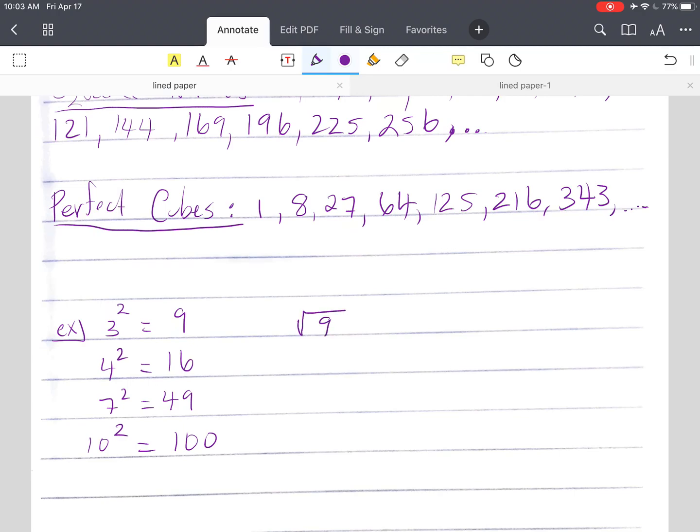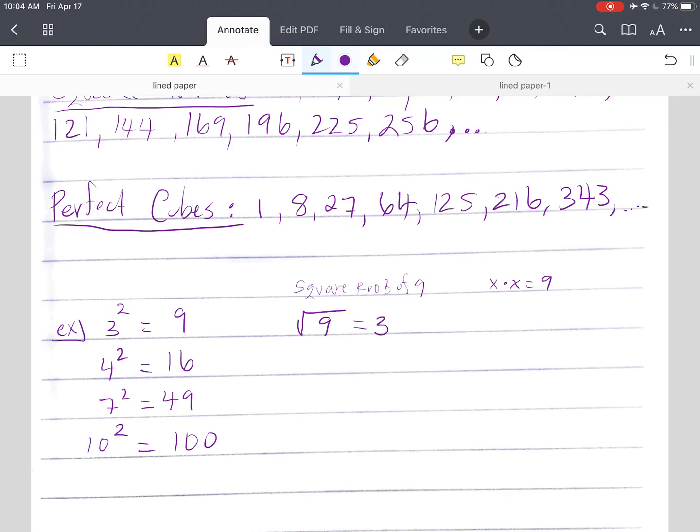Now, what is root 9? Technically, this would actually be the square root of 9. For those of you who've already taken the 7th focus area, I think you might know what this is. The square root of 9. I'm not going to tell you what the answer is, but I'm going to ask it another way. What number times itself equals 9? What number, call it x, times itself equals 9?